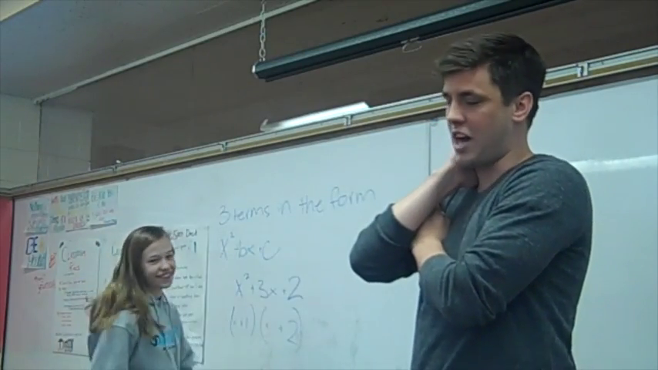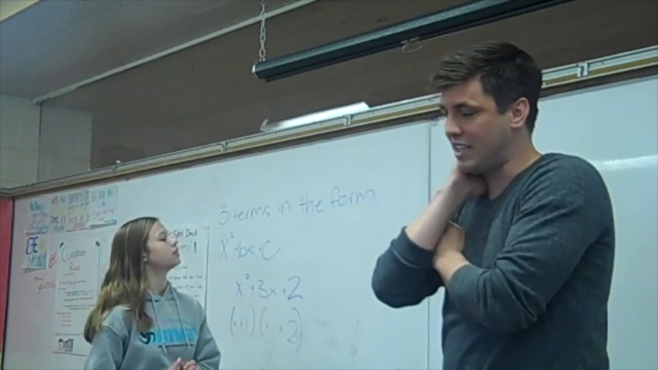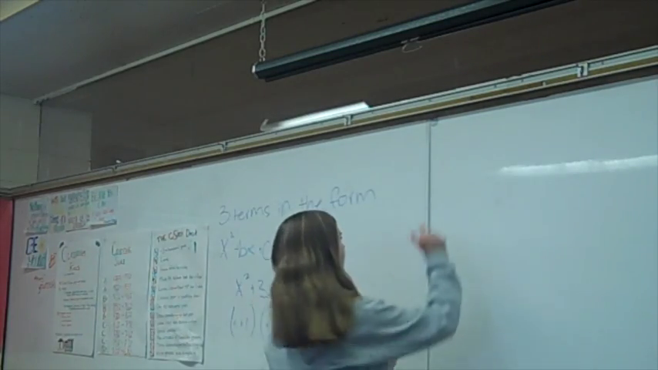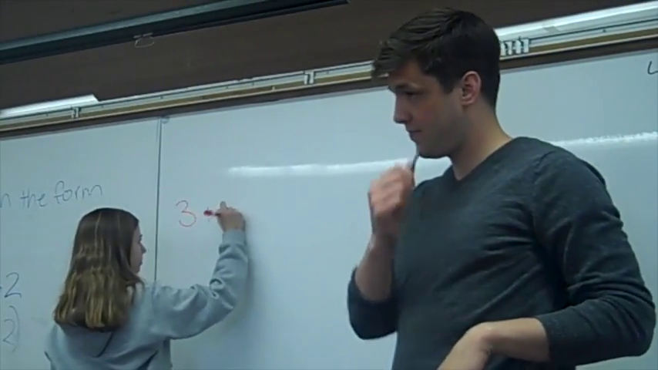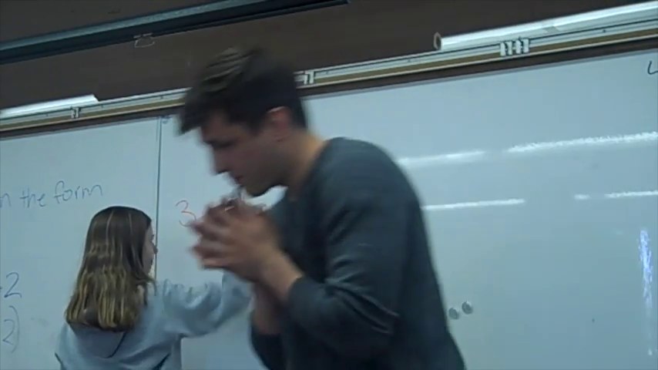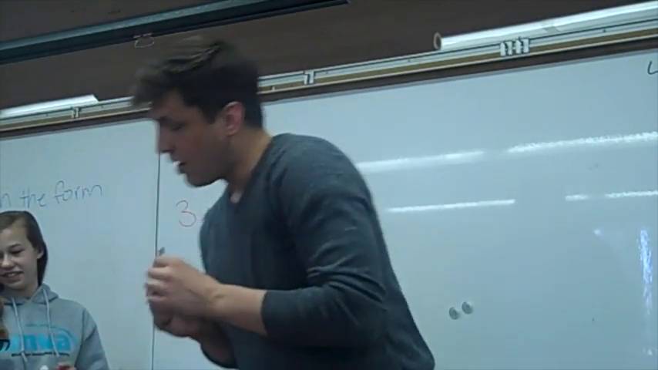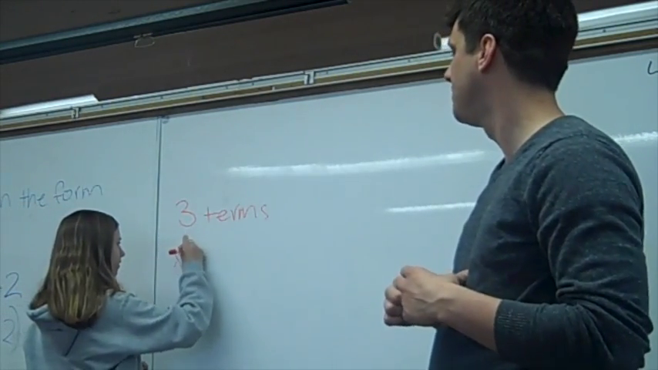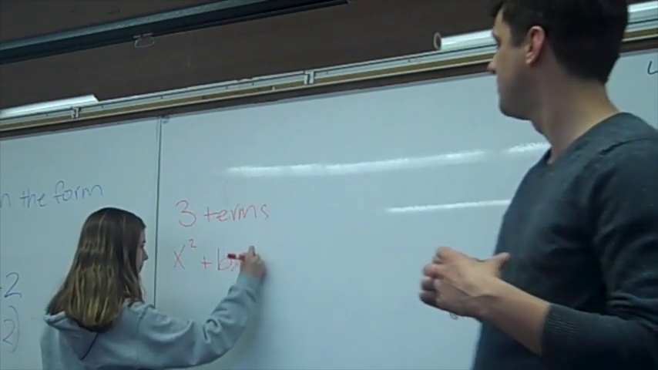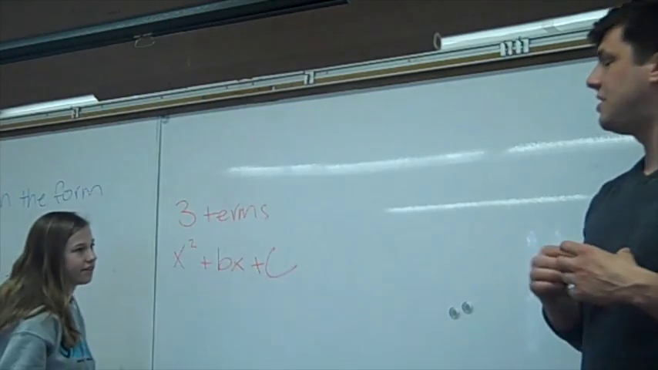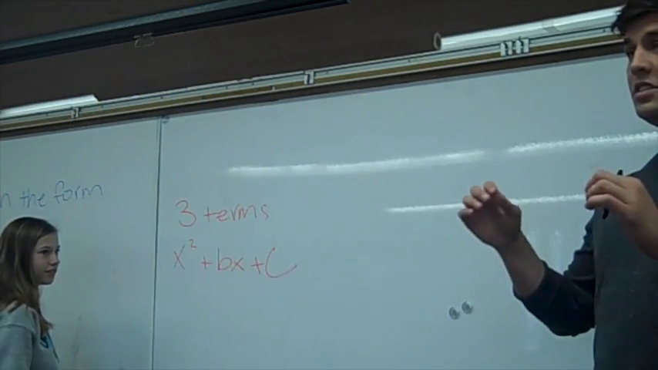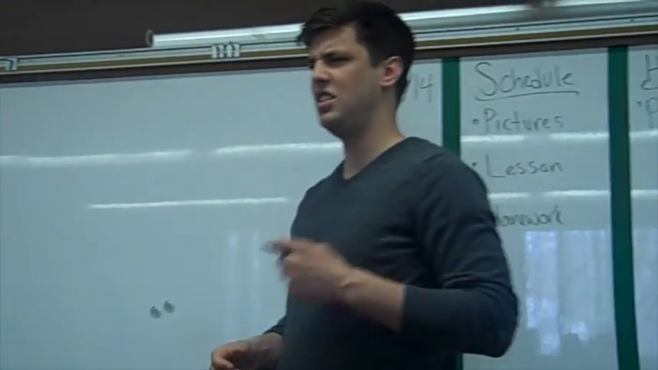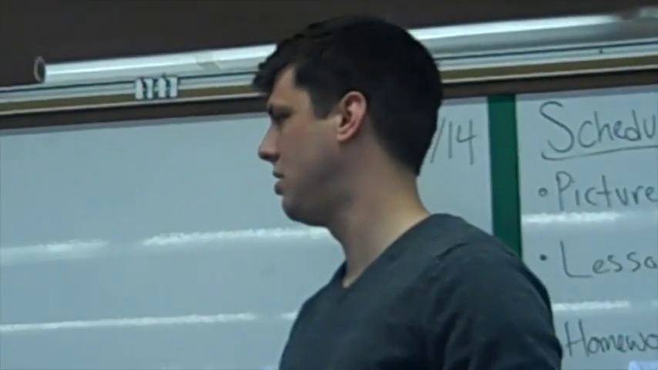Factoring perfect square trinomials. What is it? And for this, you can write 3 terms. You can write x squared plus bx plus c again. And then underneath that, make a note that says c is a square.